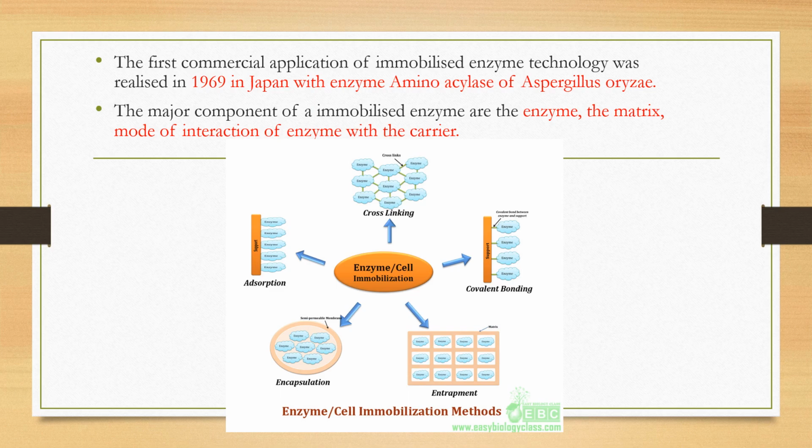So the first immobilized enzyme was released in 1969 in Japan. The first immobilized enzyme used was aminoacylase, and this aminoacylase was the first immobilized enzyme that we developed. And this aminoacylase was the enzyme which is produced by a fungus, Aspergillus oryzae.